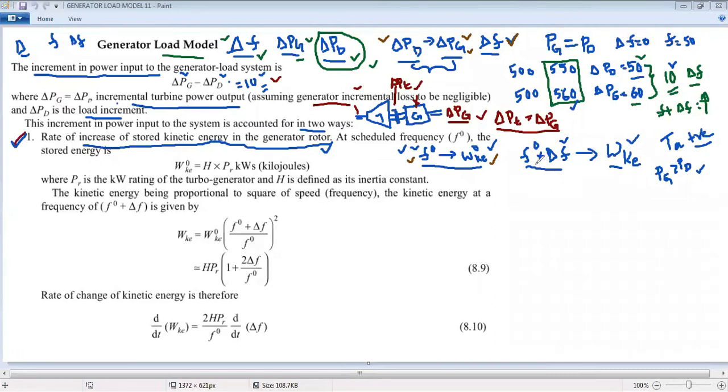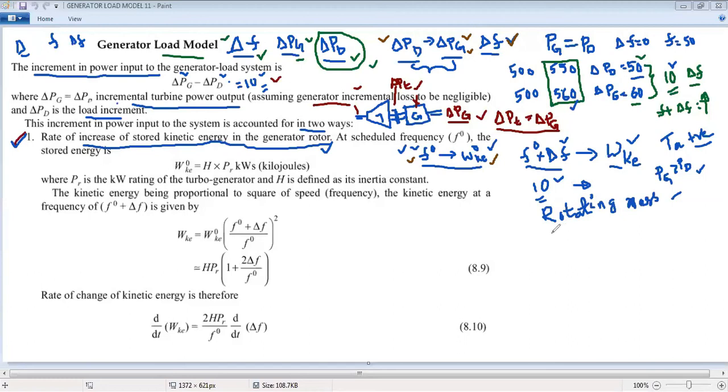Suppose there is a surplus power of 10 megawatt. This 10 megawatt cannot be destroyed, but it can be transformed to another form. This extra energy, or surplus power, will be stored in the rotating mass of the rotor.